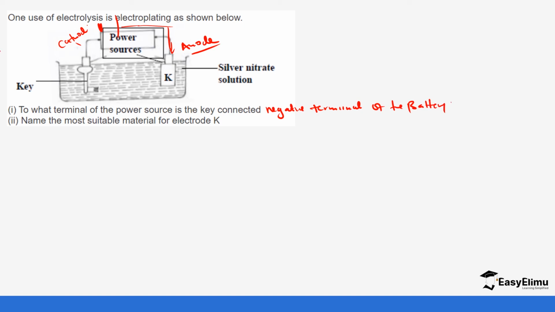Name the most suitable material for electrode K. We are going to use silver electrodes because we want to control what is going to be deposited. So it is going to be silver.